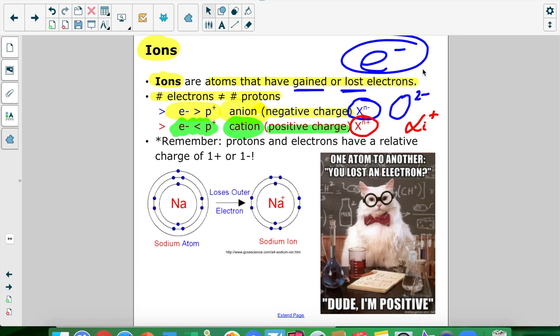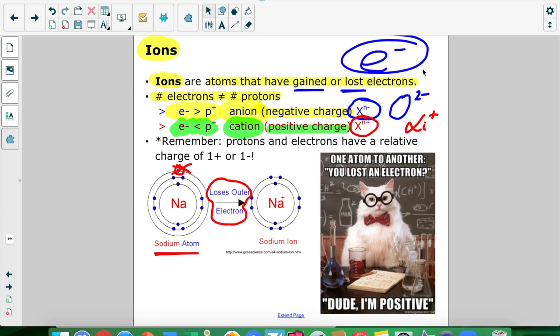Remember, the protons and the electrons have a relative charge of +1 or -1. What's a good example of how a neutral atom becomes an ion? Well, the sodium atom. The sodium atom is a metal, it's in group 1, and it has 1 valence electron in its outer shell. So when sodium wants to get together with chlorine or other elements to form a salt, for example, it loses that outer electron. It goes away.